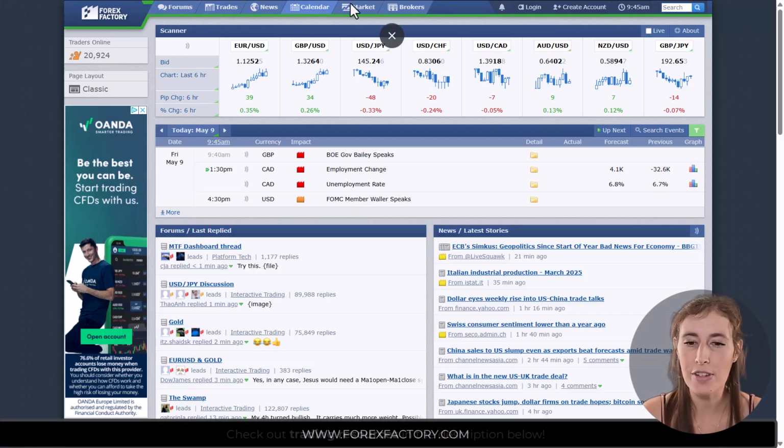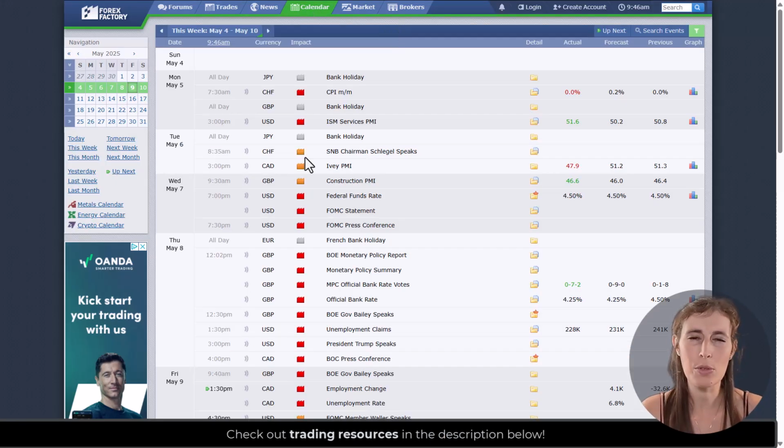From here, you can navigate to the calendar at the top, and this will show a calendar of all of the upcoming news. Now, this trade that I am recapping with you, I took in the live markets on Thursday, the 8th of May. And when I looked at this, there had already been some major news for the pound, but at 1:30, there was some news due out for the US dollar, unemployment claims.